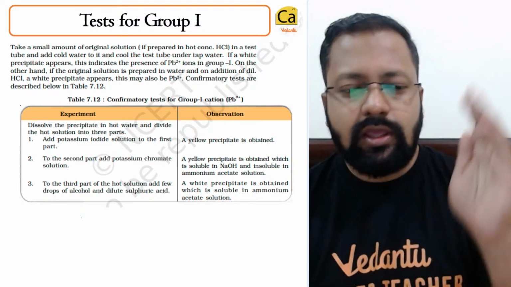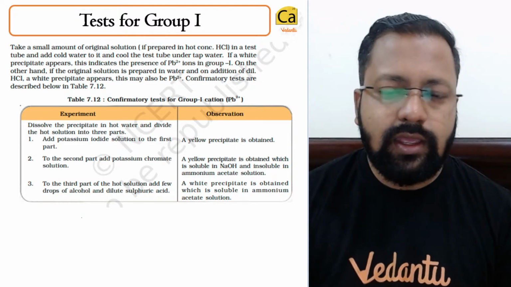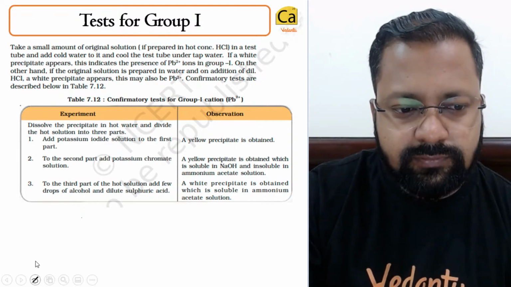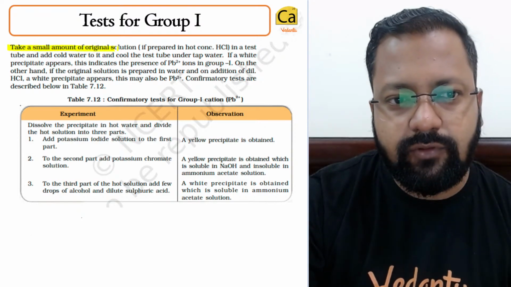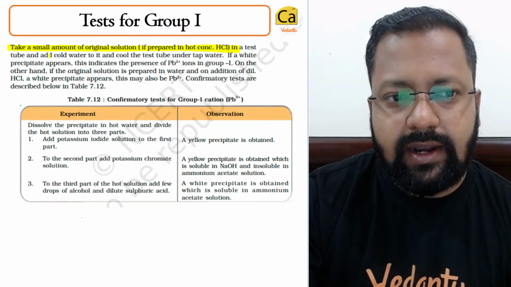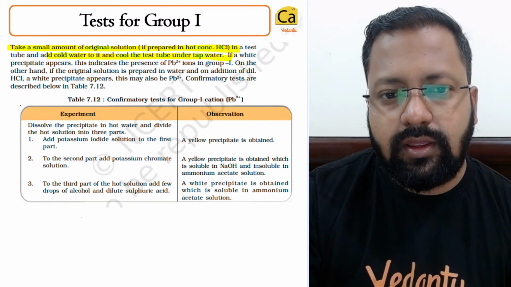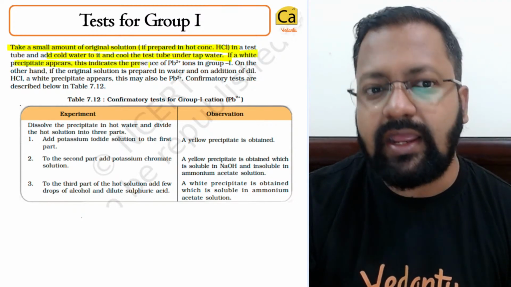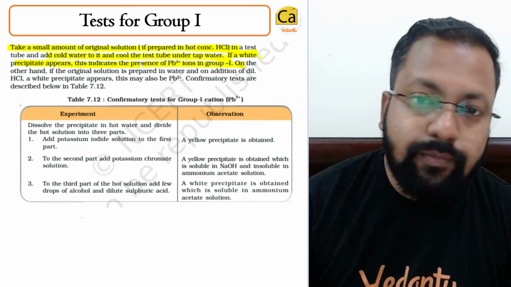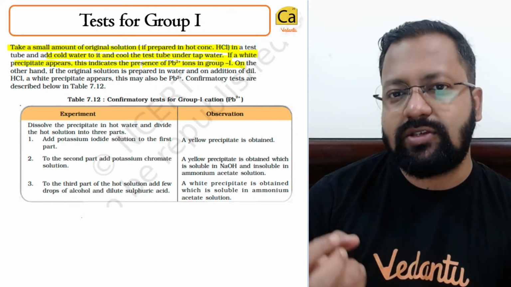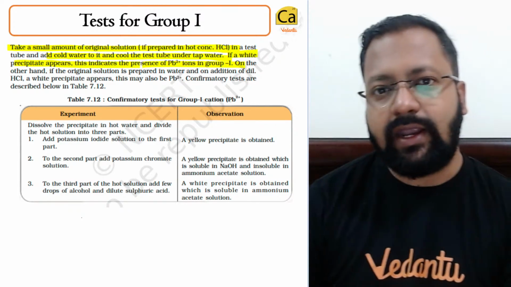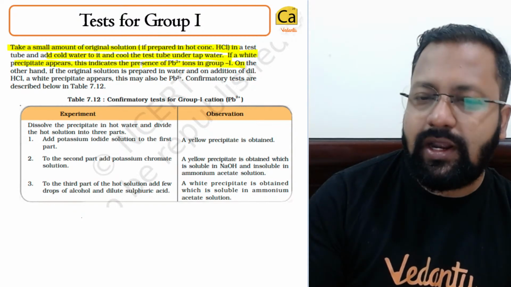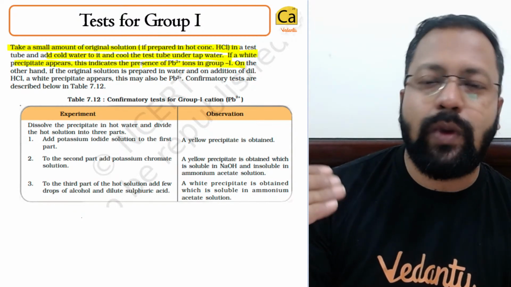Group 1 detection is done by adding dilute HCl. Take a small amount of original solution and add cold water to it. While adding HCl, if a white precipitate appears, this indicates the presence of lead from group 1. Remember, from group 1 we only need to confirm the presence of lead, and lead chloride का color क्या होता है? White. Okay, lead chloride is white in color. ठीक है, so आपको जो अगर precipitate मिल गया, that suggests that group 1 is present.